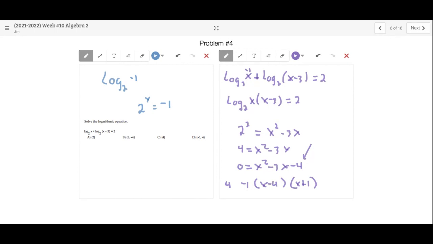No, it does not matter what order they're in. But in this problem, it does matter if you found the error, right? Because if you left negative 1, you'd say the answer is D. But the answer really should be C, because negative 1 does not work.